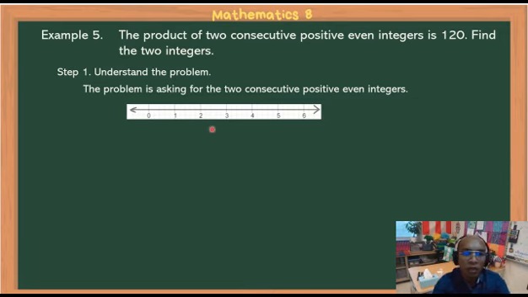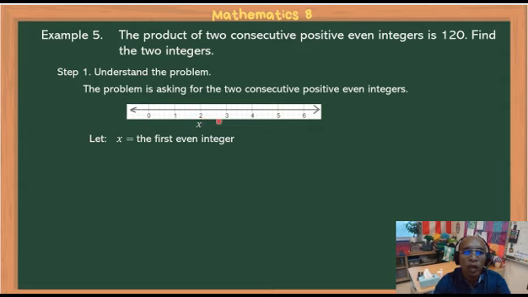Suppose in the number line, we let the first number as x. Suppose x is the first even number because in the problem, it is asking for the two consecutive. Consecutive means magkasunod na number. So if x is the first even number, let's say 2 is the first even number. So how are we going to represent the second? So if we are looking into the number line, how many units we are going to add to 2 to make it 4?